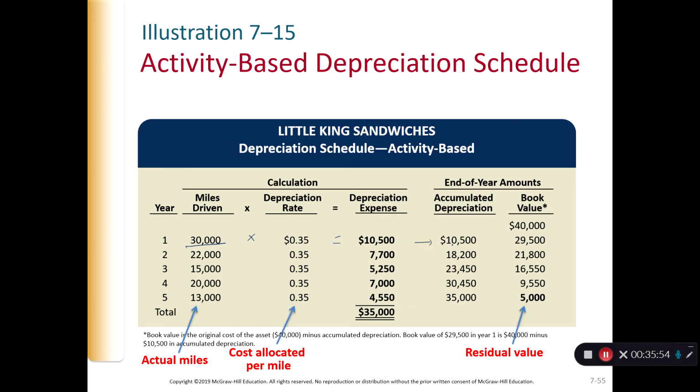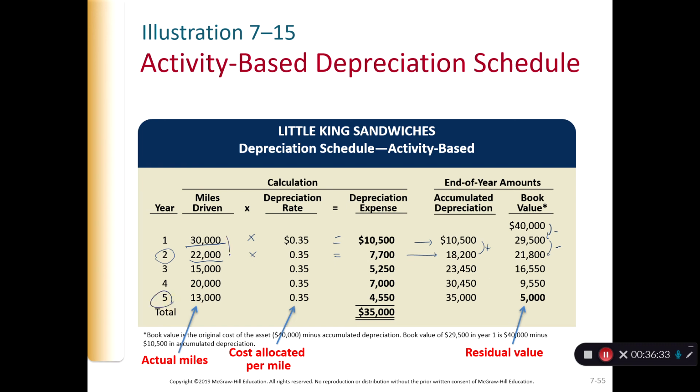In that year, you will have an accumulated depreciation of 10,500, and your book value will be reduced from 40,000 to 29,500. If then in year two you drove 22,000 miles, that means you will be depreciating 7,700 in that year, and your accumulated depreciation will increase from 10,500 to 18,200, and your book value will be reduced from 29,500 to 21,800. So on and so forth.